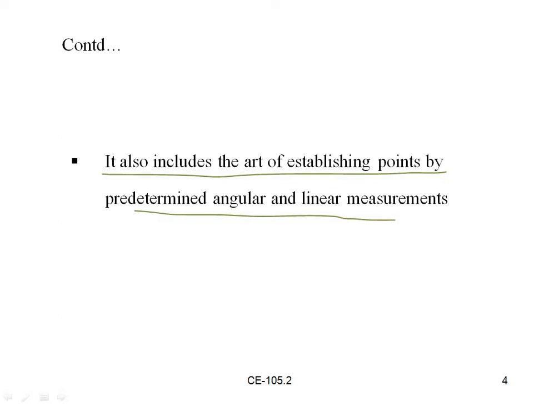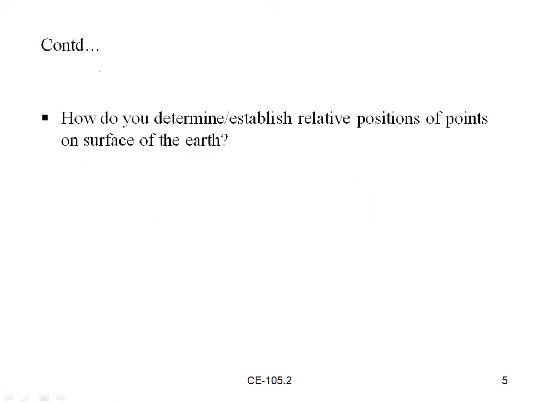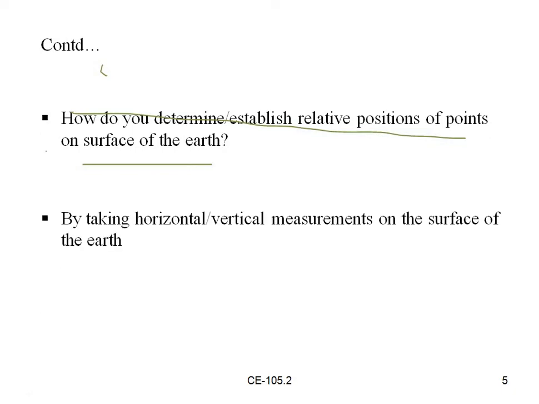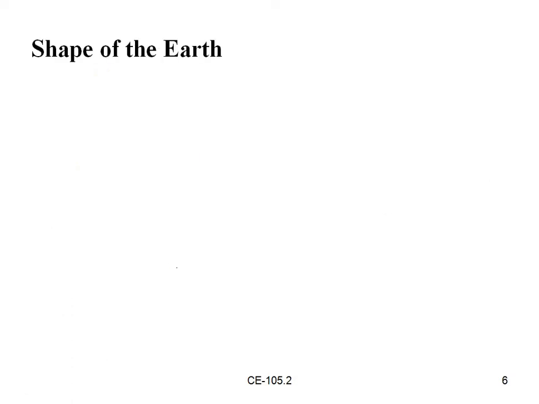It should be predetermined angular and linear measurements. And how do you establish the relative positions of points on the surface of the earth? By taking horizontal or vertical measurements on the surface of the earth. So with the help of instruments, we can take the horizontal and vertical measurements.